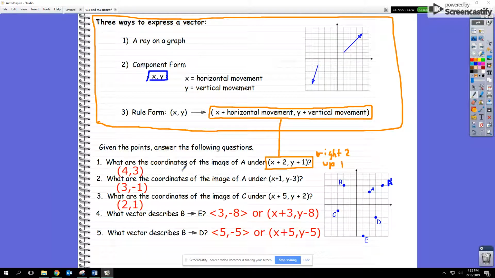Take about 15 seconds, 30 seconds to take a look at questions 2 and 3. Once you get done with that, take about 30 seconds, a minute or so to tackle number 4 and 5. I'll be back with you in just a second.